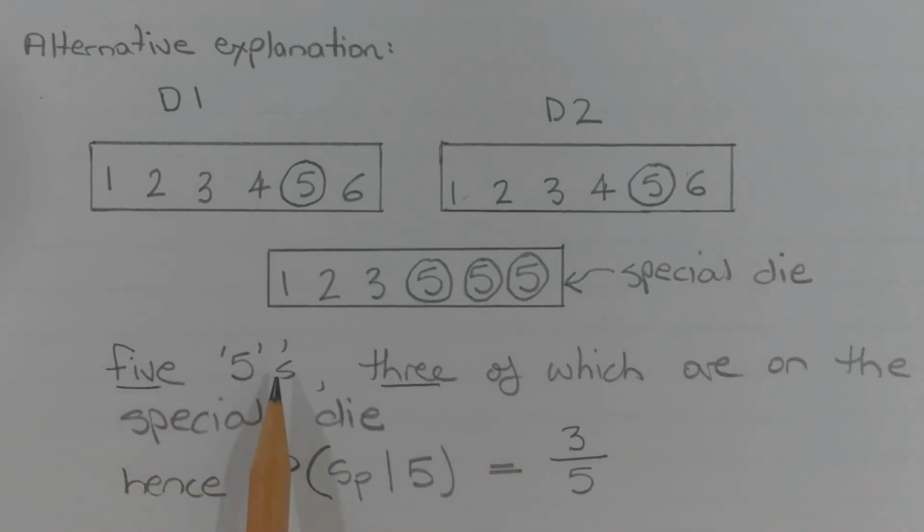Now there are 5 5s in total: 1, 2, 3, 4, 5, 3 of which are on the special die. Hence, the probability that the special die is chosen given that 5 is shown on one of those 3 dice is equal to 3 over 5.